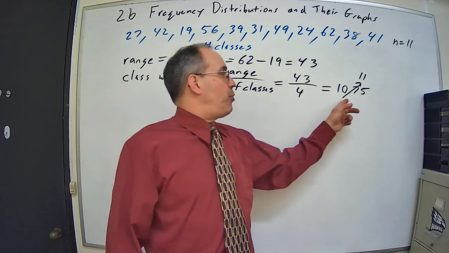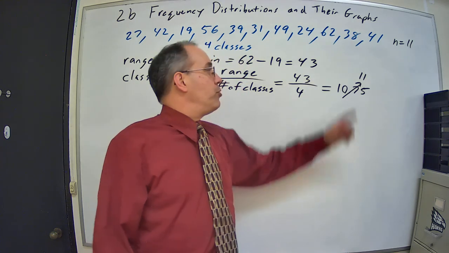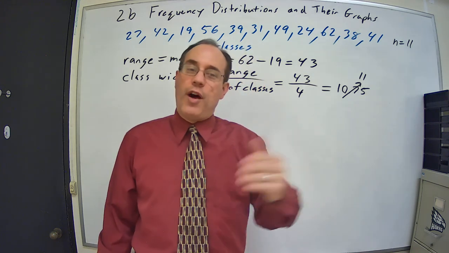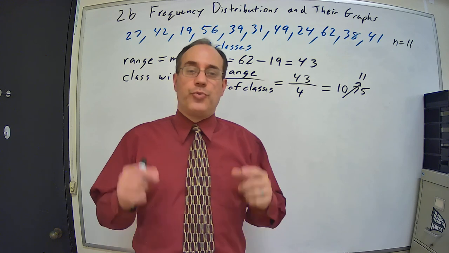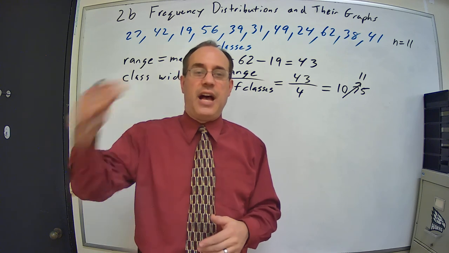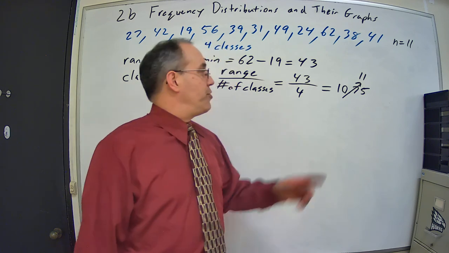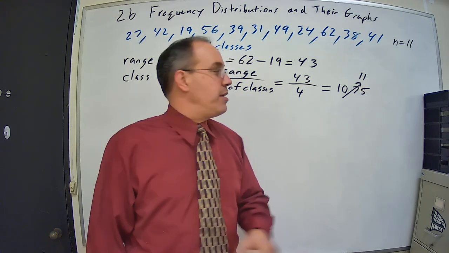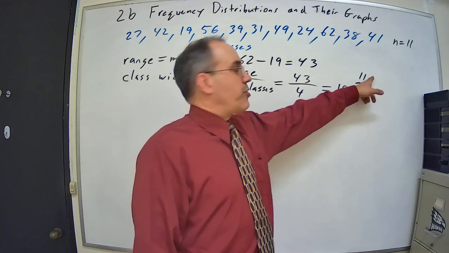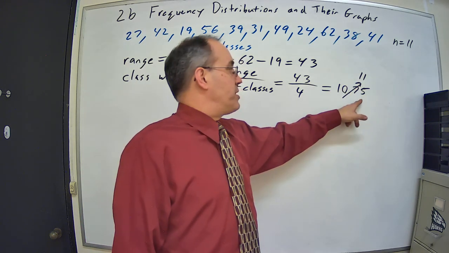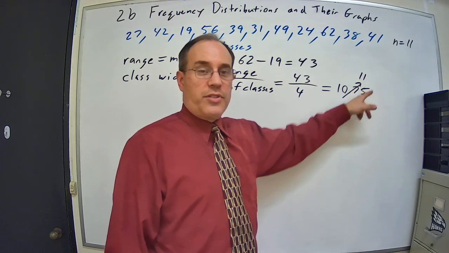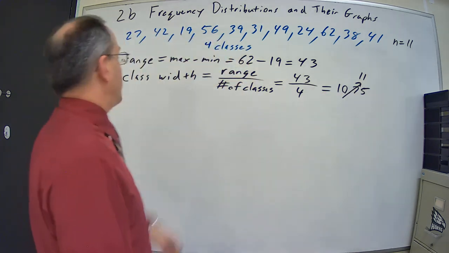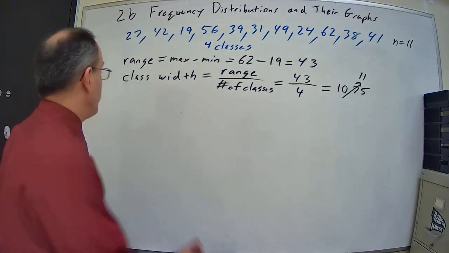If it was 10.01, we would move up to 11. If it was exactly 10, we would move up to 11 because we always move up to the next highest whole number. So if you get a whole number as the result, you still move up to the next highest whole number. So whatever we get here is going to turn into a whole number. So if it starts as a decimal, it's going to turn out to be a whole number. If it starts as a whole number, it's going to be a whole number, but it's going to move up. So we have a class width of 11. So now we can start building these classes.